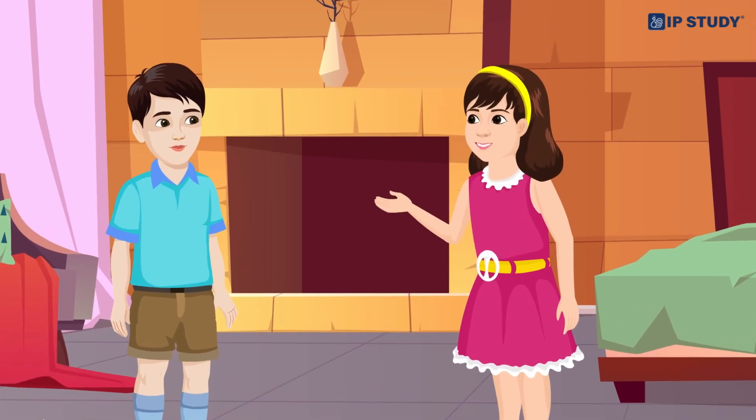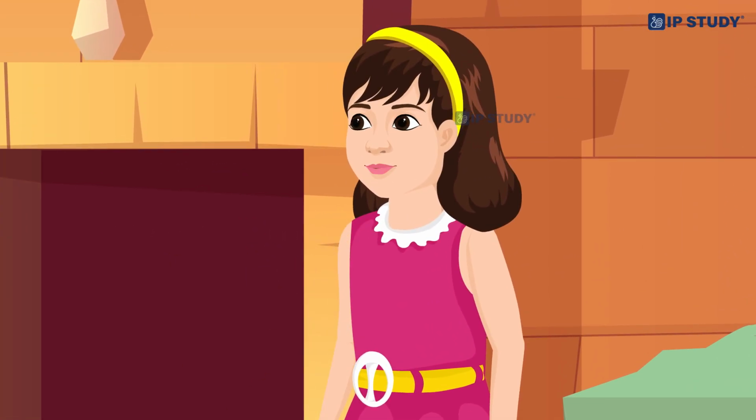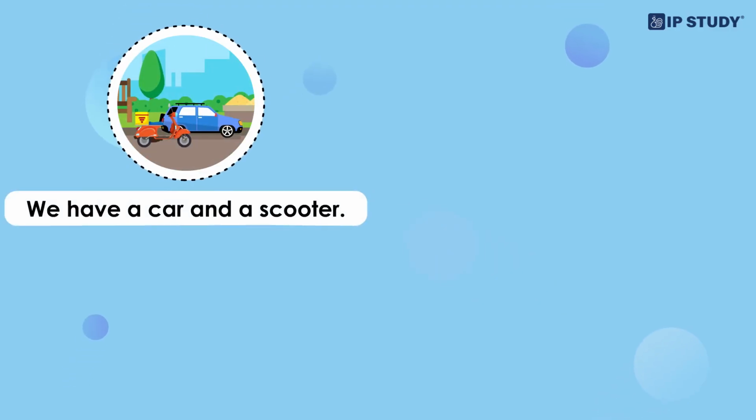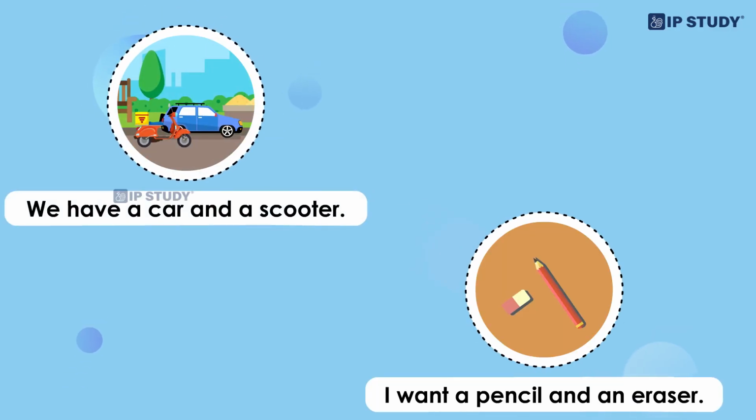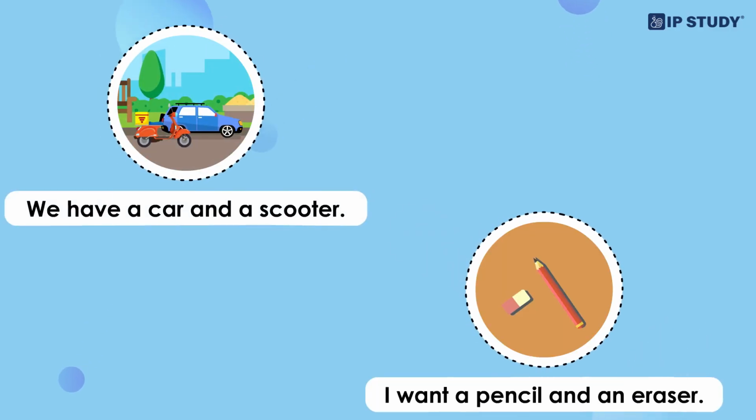We use and to join two similar ideas. We have a car and a scooter. I want a pencil and an eraser.